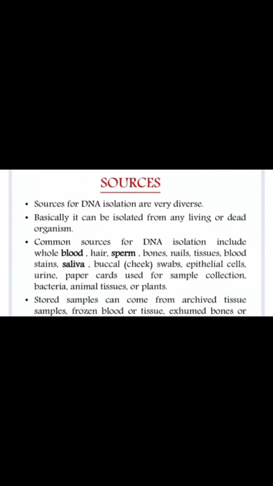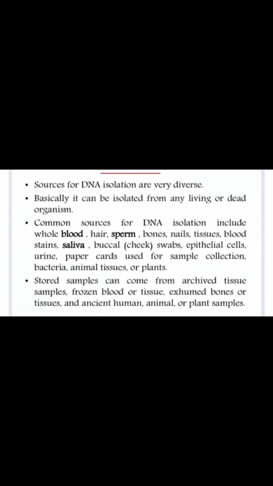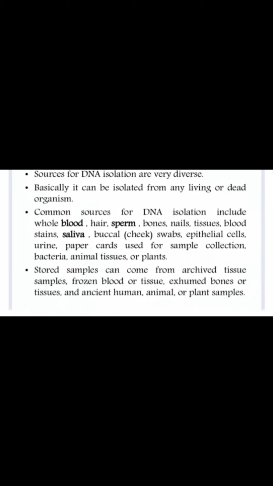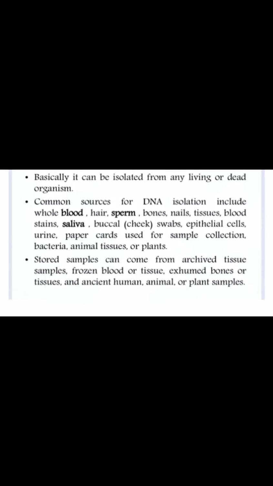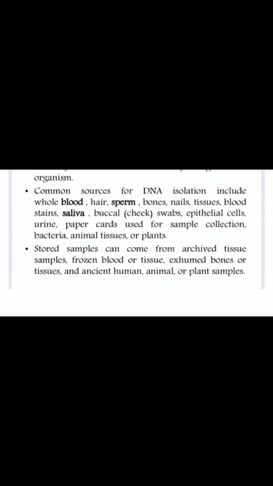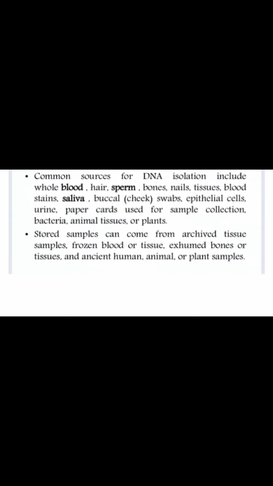Sources of DNA isolation are very diverse. Basically, it can be isolated from any living or dead organism also. Common sources for DNA isolation include whole blood, hairs, bones, nails, tissues, blood stains, saliva, buccal means your cheek swabs, epithelial cells, urine, paper cards used for sample collection, bacteria, animal tissues or plants. These are all the materials required for the DNA isolation. Stored samples can come from archived tissue samples, frozen blood or tissue, exhumed bones or tissues, and ancient human, animal or plant samples.